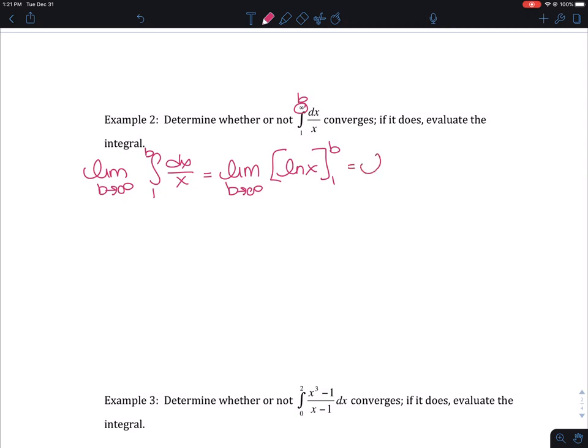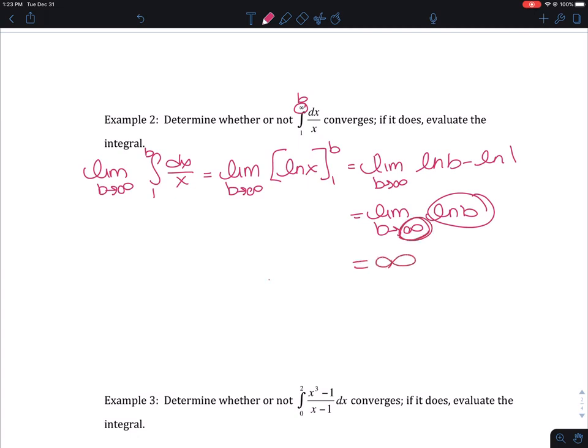So this is the limit as b approaches infinity, ln of b minus the ln of 1. Ln of 1 we know to be 0, so this is the limit as b approaches infinity of the ln of b. And again, you would have to know kind of what this graph looks like. As b gets larger and larger, this ln of b is going towards infinity. So this actually diverges, and this improper integral goes towards infinity.